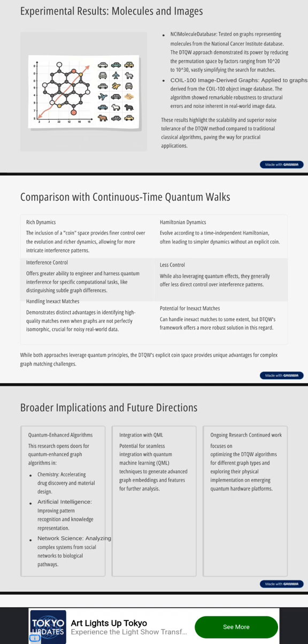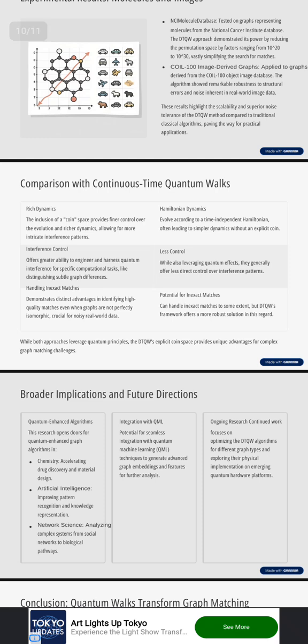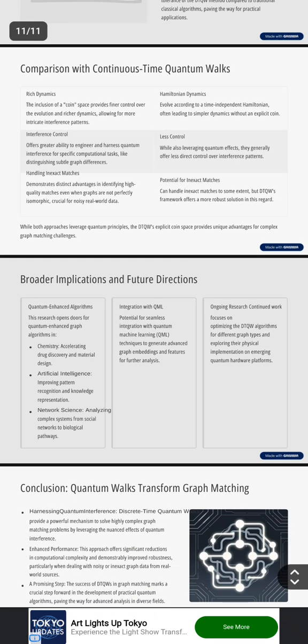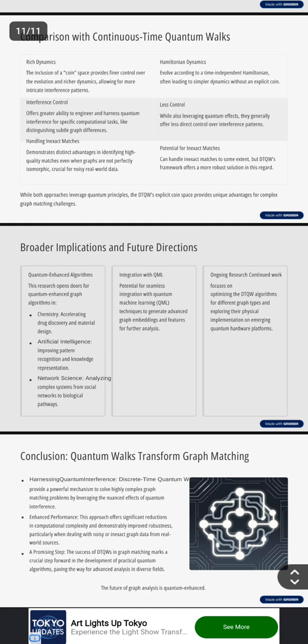Next is Hamiltonian dynamics. CTQWs evolve according to a time independent Hamiltonian, which often leads to similar dynamics without an explicit coin. Less control: while also leveraging quantum effects, they generally offer less direct control over interference patterns. Potential for inexact matches: they can handle inexact matches to some extent, but the DTQW framework offers a more robust solution in this regard. Next are broader implications and future directions, and then the conclusion.